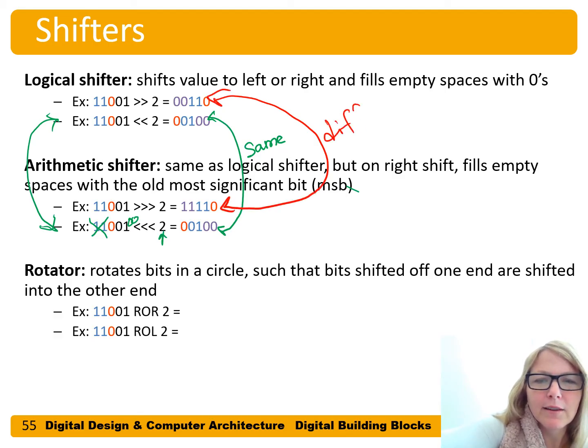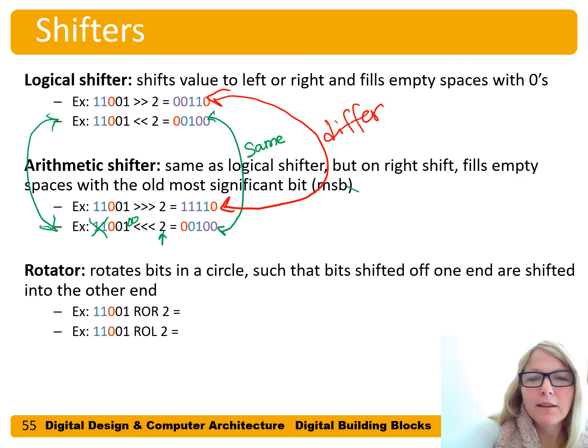They differ in the method. In arithmetic right shift, we're going to shift in the sign bit. In logical right shift, we always shift in zeros. So we have to look at what that sign or that most significant bit is to know what we're going to shift in.